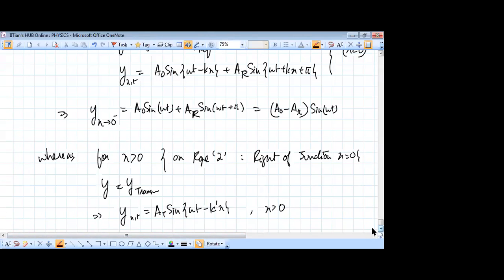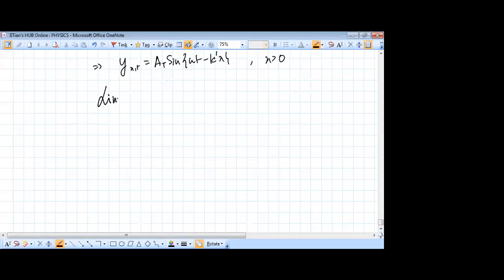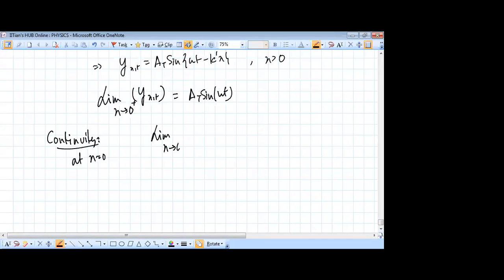So the limit x tending to 0 positive, this should become E_transmitted sine ωt. It's very easy. It's just a single amplitude term. Now we have the continuity equation at x equal to 0. So the limit x tending to 0 minus should be equal to the limit x tending to 0 plus.